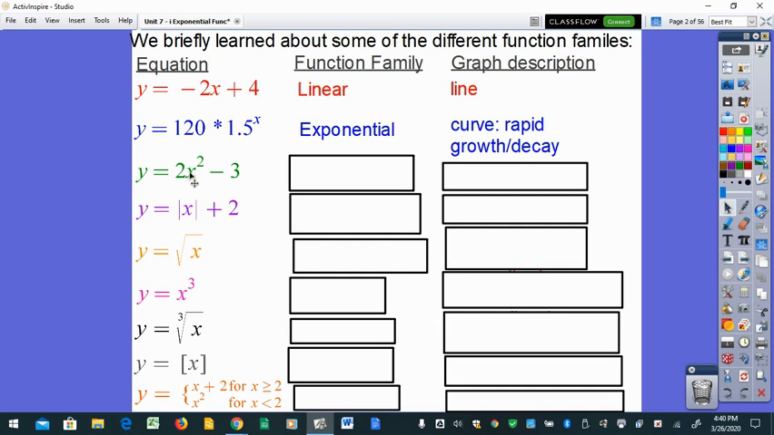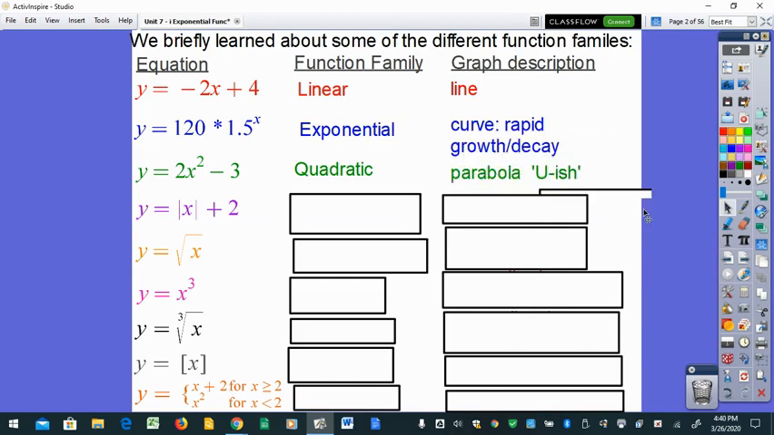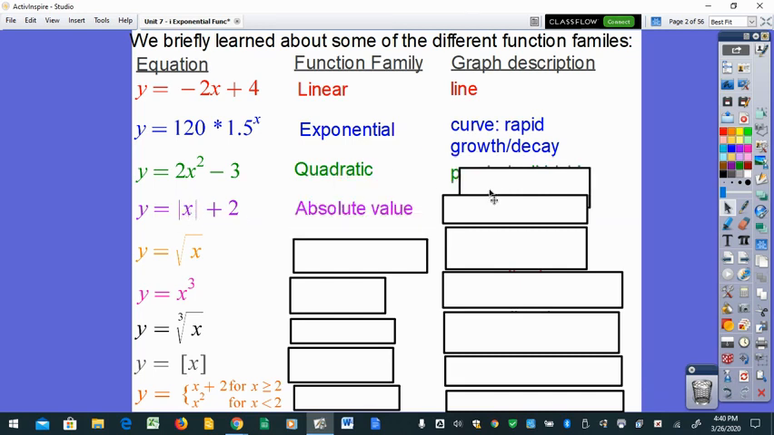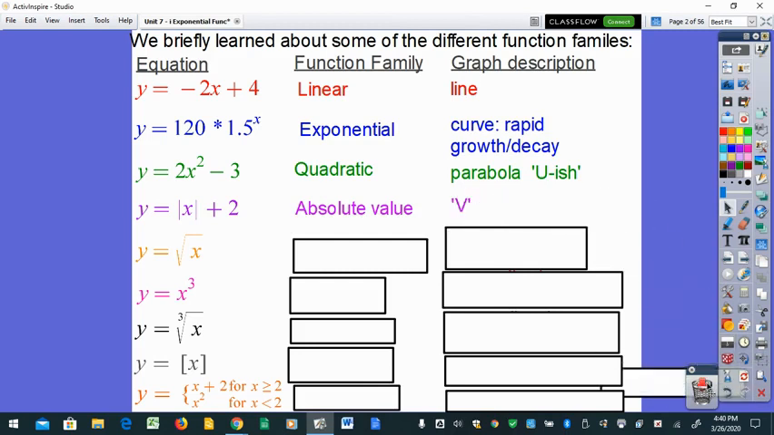The next one, notice the input variable is being squared. That is going to be our quadratic. And we are expecting to see the u, which we call a parabola. It's kind of u-ish. The next one has the absolute value. And whenever we see absolute value, we are expecting the v. Next up, I see a square root there, and that will be the square root function.